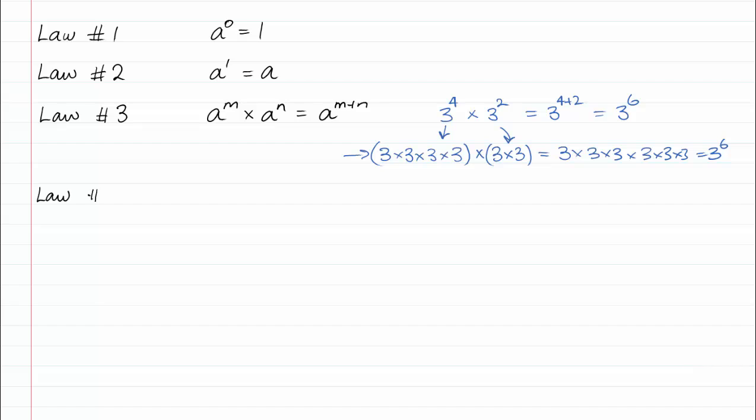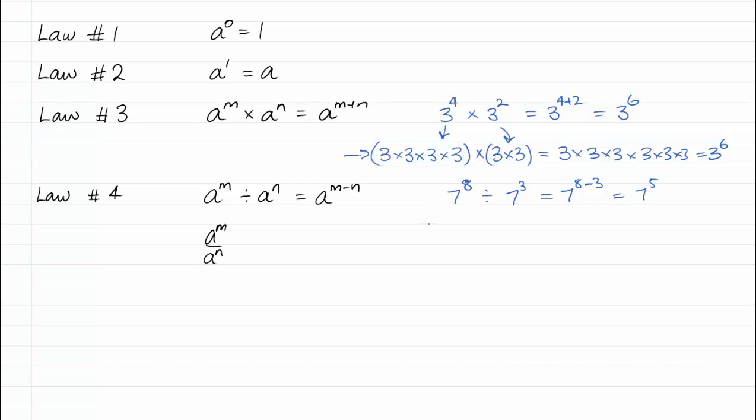Law number 4 is that a to the power of m divided by a to the power of n, also a to the power of m over a to the power of n, is equal to a to the power of m minus n. And by way of example again, let's use 7s this time. 7 to the power of 8 divided by 7 to the power of 3. According to the law, that should equal 7 to the power of 8 minus 3, which is equal to 7 to the power of 5.